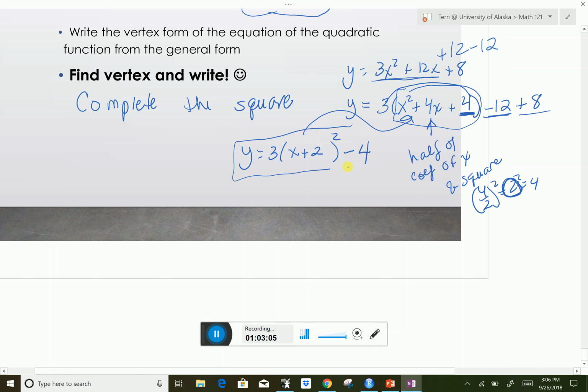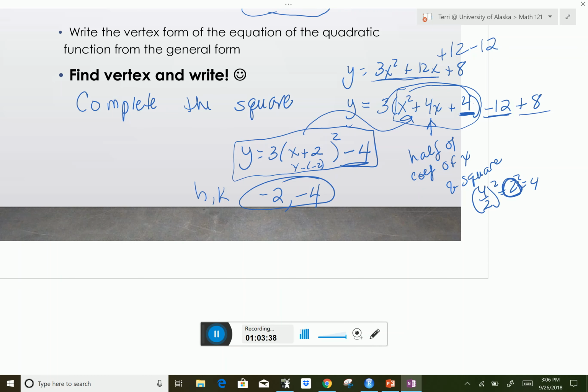So now I have the whole thing in vertex form, and all I need to do is ask, well, what's the vertex? Well, h is negative 2, because this is x minus negative 2, right? And k is negative 4. So there's my vertex. As soon as I have this in vertex form, I can do this. I'm also going to show you another video on completing the square so you have a little more practice on it. And that is it, I believe.